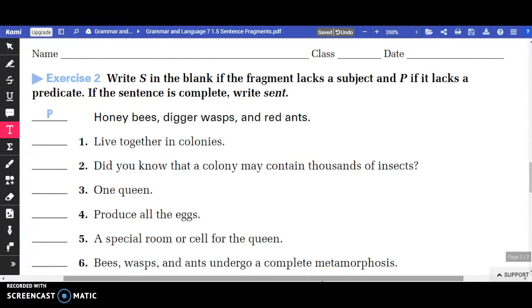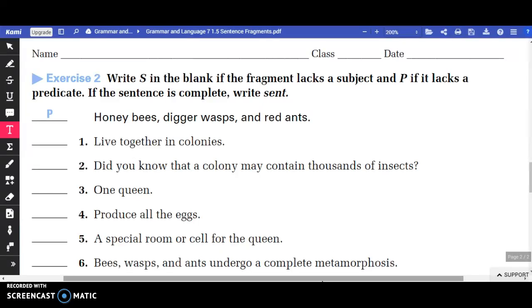Let's take a look at exercise 2. Exercise 2 is a little bit more difficult. It says, write an S in the blank if the fragment lacks a subject, and P if it lacks a predicate. If the sentence is complete, write sentence. So this means that there are 3 different possibilities for every question. So let's take a look at a few.